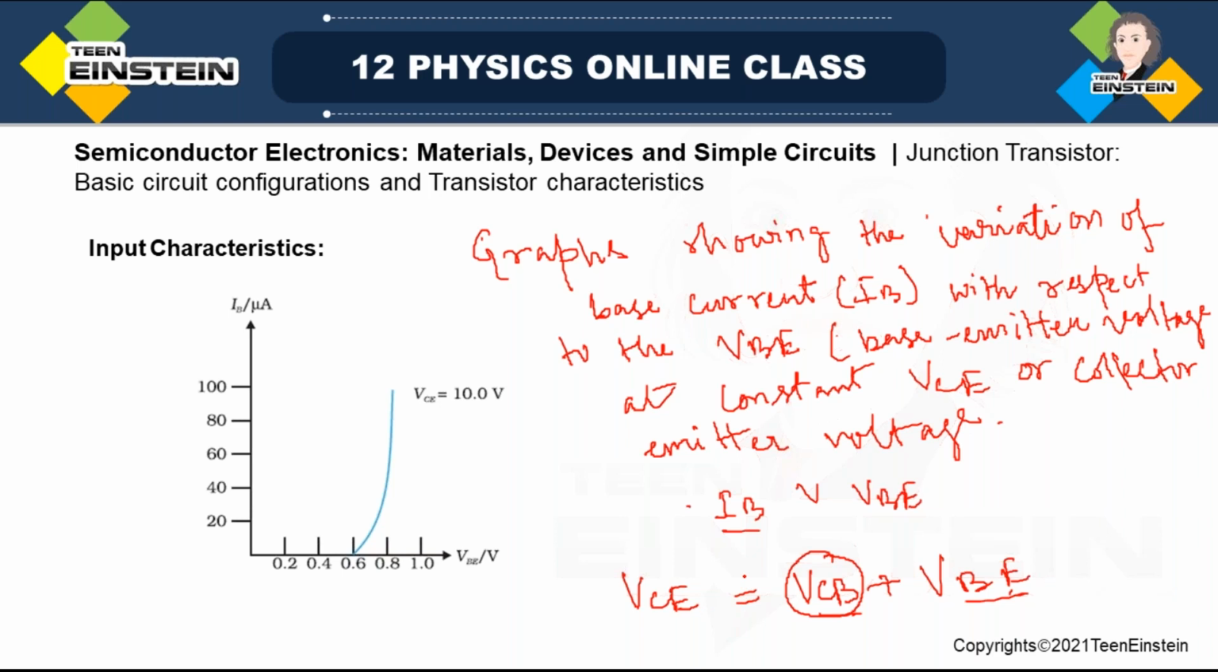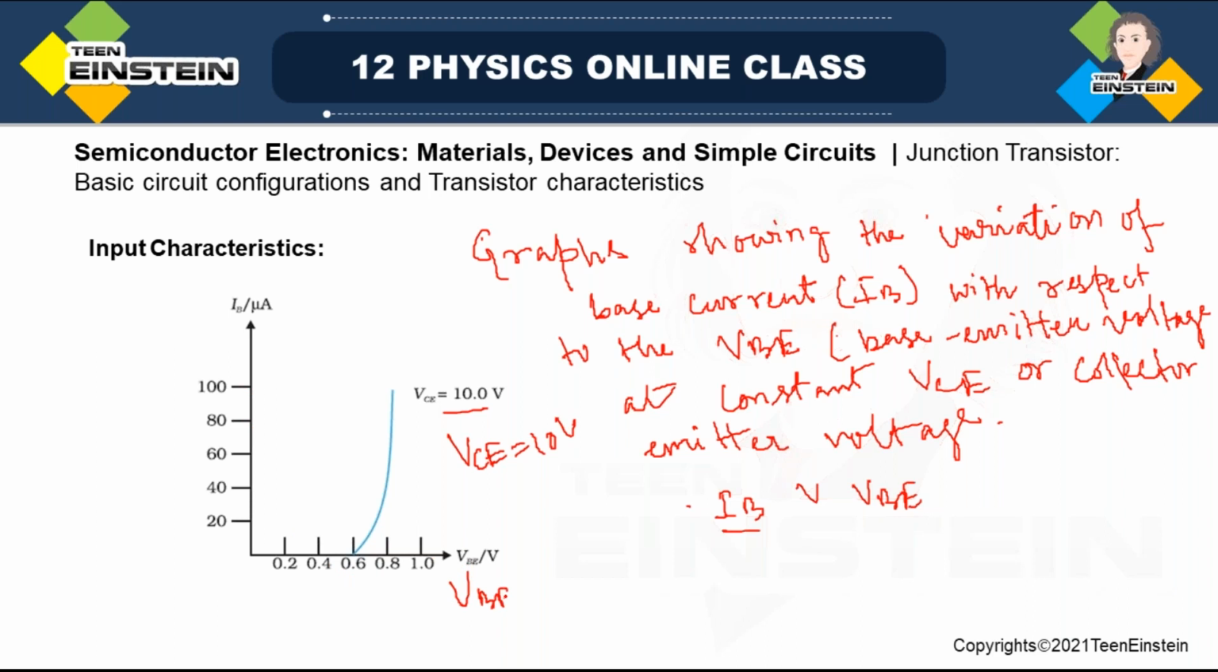That's why if I draw curves, IB versus VBE, making VCE voltage constant, some constant voltage, suppose here for VCE 10 volt, the IB versus VBE, you can see this VBE, and this is IB. When we draw a curve between IB and VBE, we have to keep VCE fixed or constant.